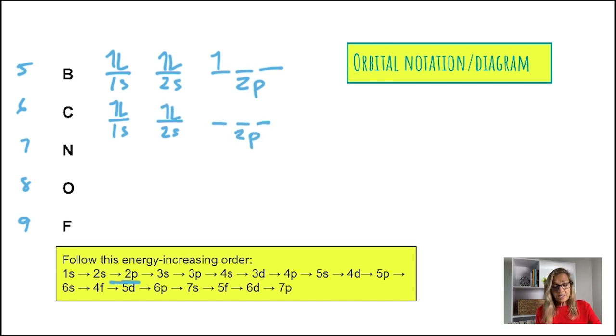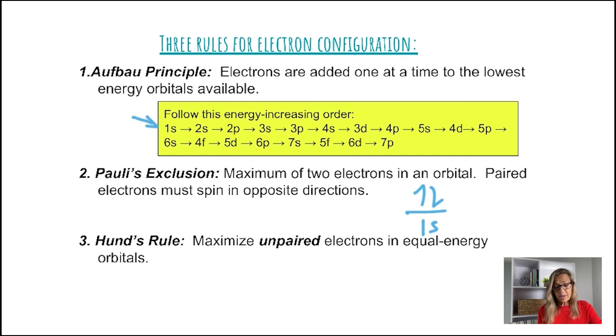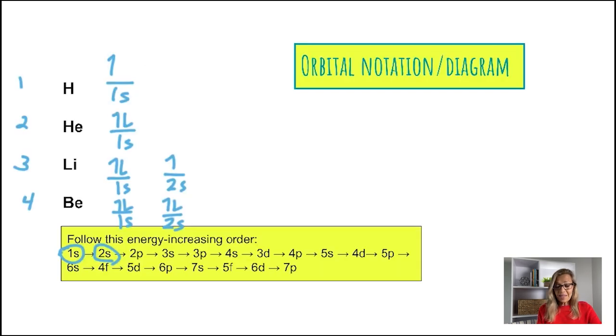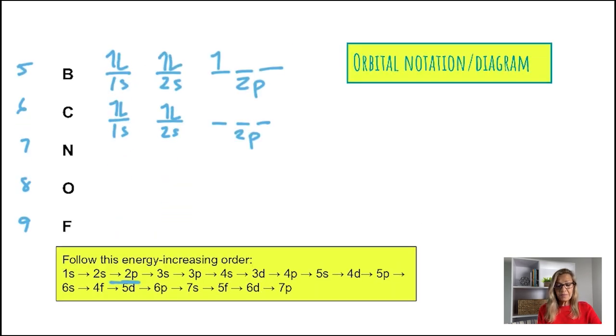Now, watch this. I'm going to show you an example of Hund's rule right here. We want to maximize the unpaired electrons on equal energy orbitals. So that's the situation we have here. I've got my first 4 electrons easy. Now, electrons 5 and 6, I'm going to go here and then here. So see, I have 2 unpaired electrons in those orbitals.